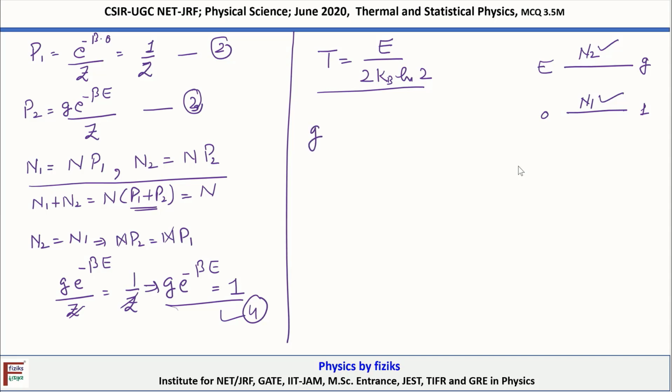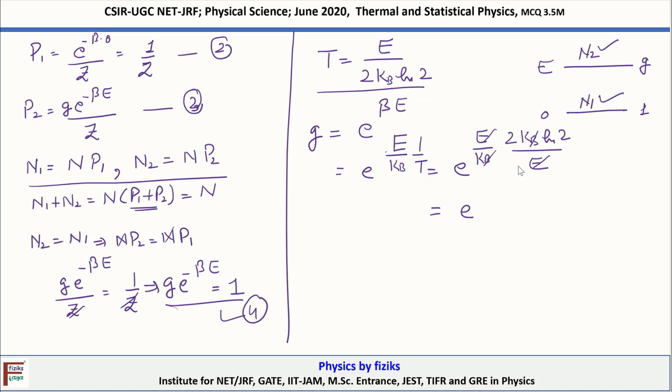From equation 4, G is equal to 1 upon exponential of minus beta E, so G is equal to exponential of beta E. This is e to the power beta E, that is E upon kB into 1 by T. Substituting the value of T, this becomes exponential of E divided by kB times 1 by T, where T is 2 kB ln2 divided by E. So E and E will cancel, kB will cancel with kB. So we have e to the power ln2 times 2, which is e to the power ln 2 squared, and this is equal to 4. Therefore G is equal to 4.